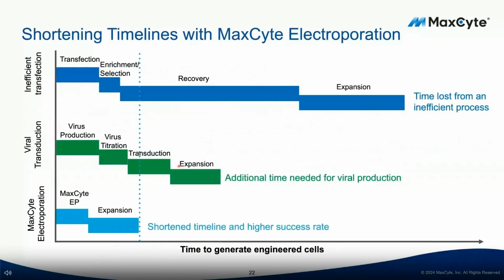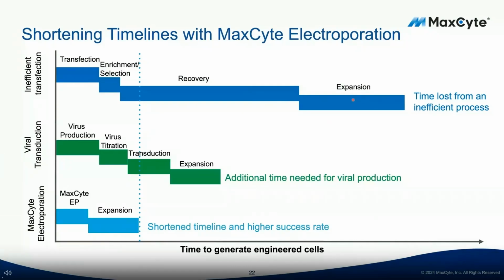So how MaxCyte can help is with shortening timelines. If, for example, you have an inefficient transfection method, and this is an example of a customer that we had, which had an inefficient transfection method, which resulted in them having to enrich and select their cells. This caused the cells to have a longer recovery period and expansion period. So this was up to 5 weeks, for example.